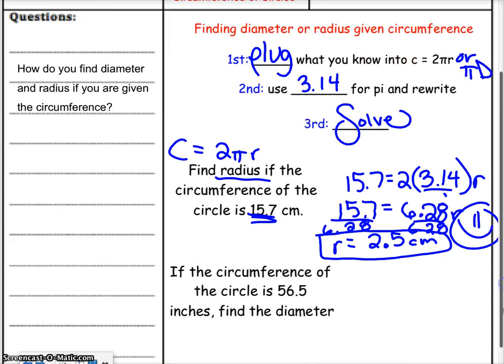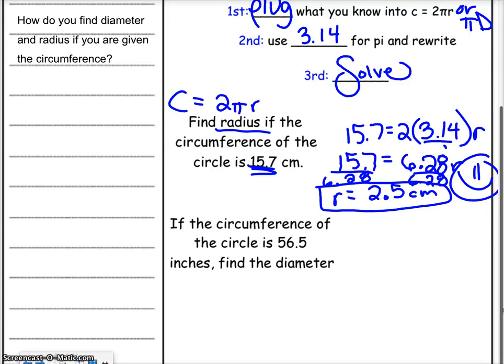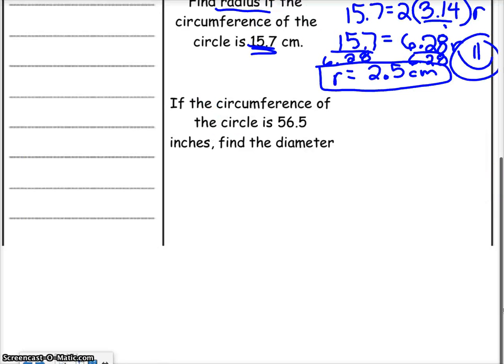Okay, let's do another one. This one's easier, should really be the first one we do. If the circumference of the circle is 56.5, what is the diameter? So, since I'm looking for diameter, I'm going to use the formula pi times diameter. That's what I'm going to use. I'm going to do my algebra way again. Again, you don't have to. I'll explain how to do it without. So 56.5 is equal to 3.14 times my diameter.